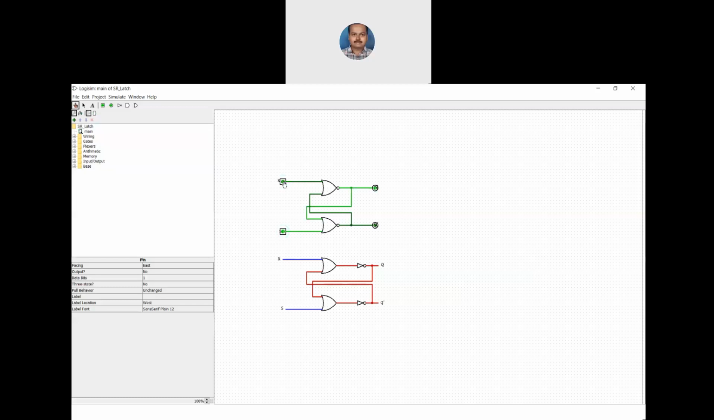And now S is 1, R is 0. So what is happening to the output here? The output is equal to 1, which we call a set state, or one state here, right? When I say S is 1, irrespective of the previous state, the output is always equal to logic 1, right? Everyone understood this one?